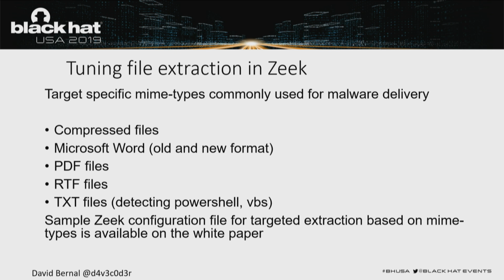So here are the files that you could extract, which are commonly used on malware delivery. I decided to extract compressed files, Microsoft Word documents, PDF files, RTF files, and text files that could also allow you to detect some PowerShell, JavaScript, VBS-based attacks. If you're interested in how to do this, I also wrote a white paper that will be available on the Black Hat Media server, and that will have the exact configuration file that I use to extract very specific mime types. And as you can see, it is very clear to understand how it works, and you can easily extend it to add or remove any mime types.